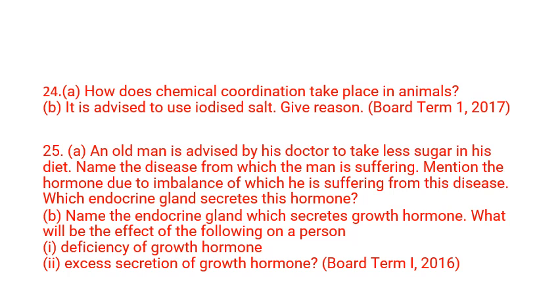Okay. So here our next question is, an old man is advised by his doctor to take less sugar in his diet. Name the disease from which the man is suffering. Mention the hormone due to imbalance of which he is suffering from this disease. Which endocrine gland secretes this hormone? Question B. Name the endocrine gland which secretes growth hormone. What will be the effect of the following on a person? First, deficiency of growth hormone. Second, excess secretion of growth hormone. You have to find out which endocrine gland is responsible for this. Okay.